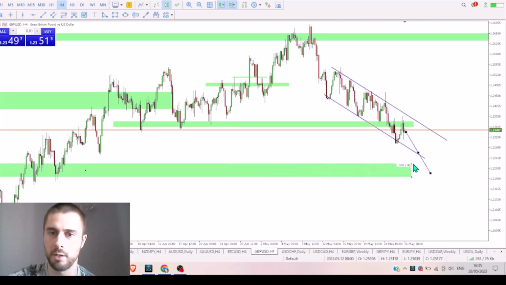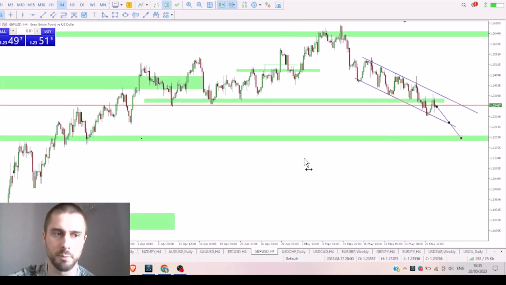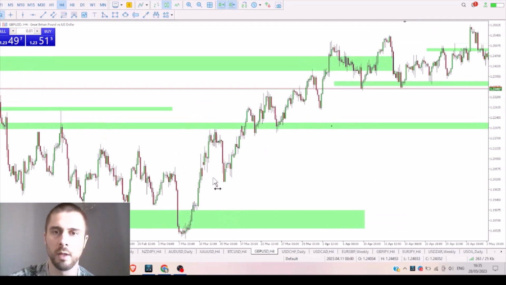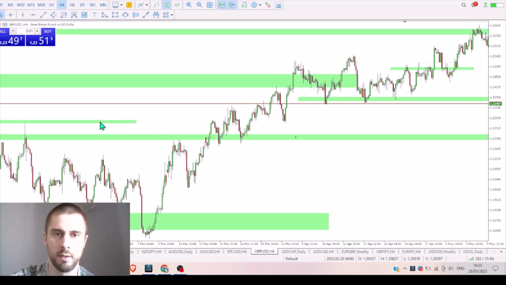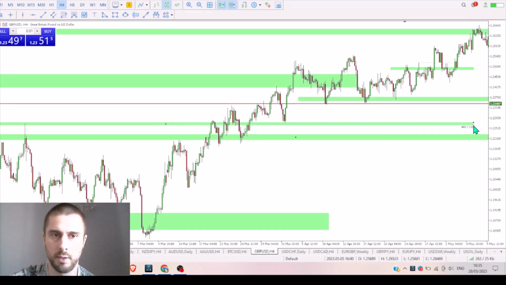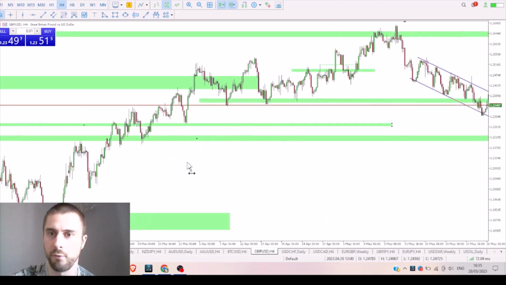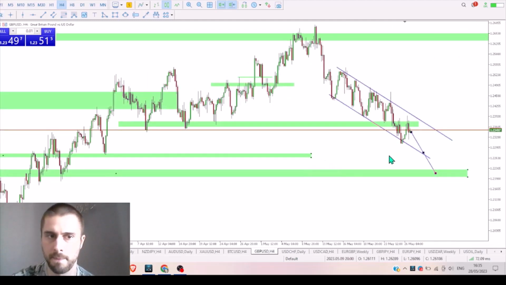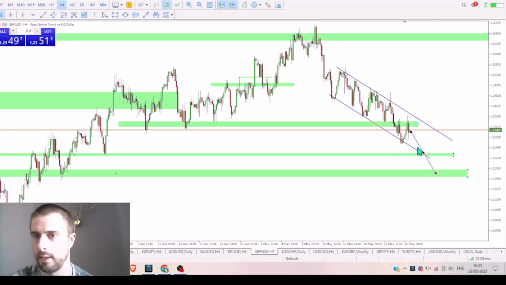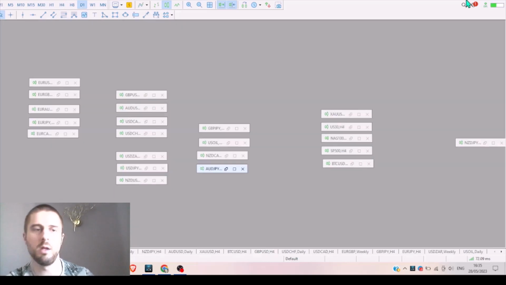So let's mark this important area of support. And let's see this little zone. Okay, so this is also kind of valid mini support for the price. And I will leave it like this. So probably this area will be tested this week. Let's see also Euro GBP.